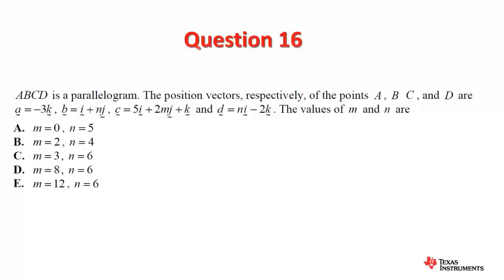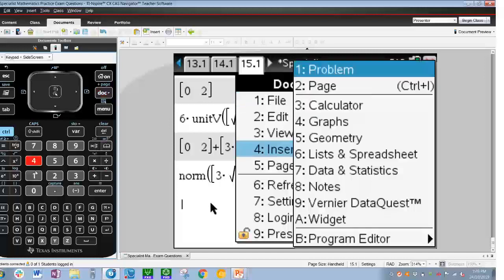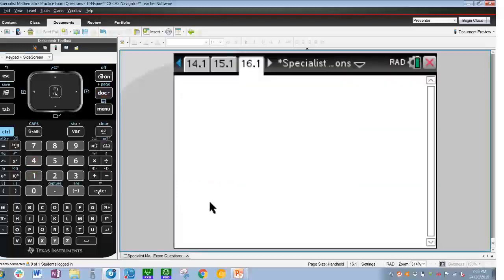So we've got ABCD is a parallelogram, and we've got a bunch of position vectors in terms of a few variables over there. Okay, so given that ABCD is a parallelogram, we need to find the actual vectors connecting each of these vertices. The way we're going to do that is we're going to define these vectors in our calculator's memory. So doc for 1, add calculator, and let's define these vectors.